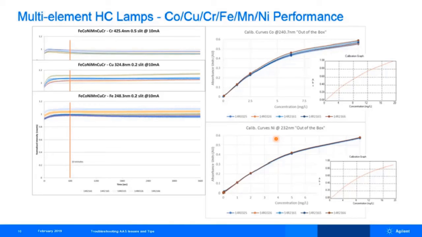Now, if we compare those values, what we see is the measured sensitivity that we achieve compares very well with the expected result from the Flame Atomic Absorption Cookbook. So this again confirms that there is no performance compromise when using a multi-element lamp and operating it with the recommended conditions for that particular lamp type.